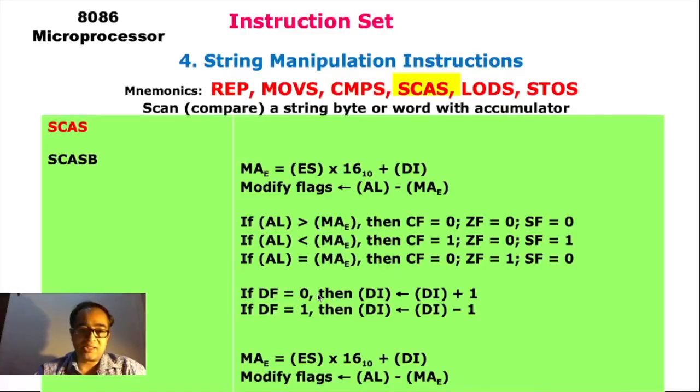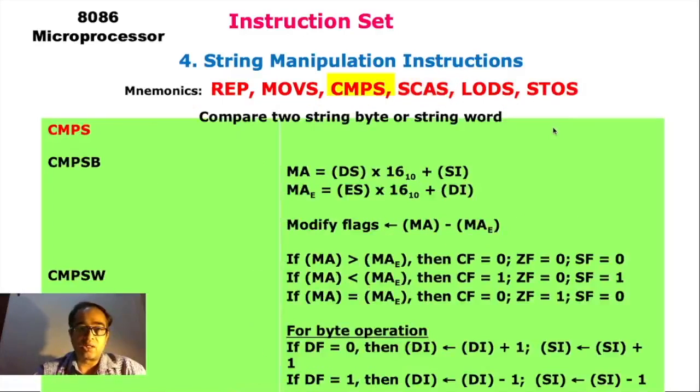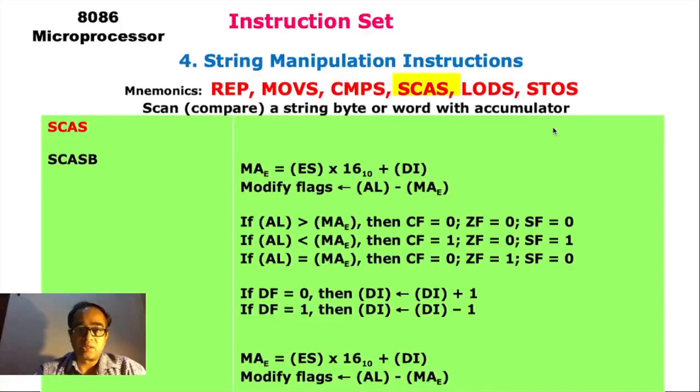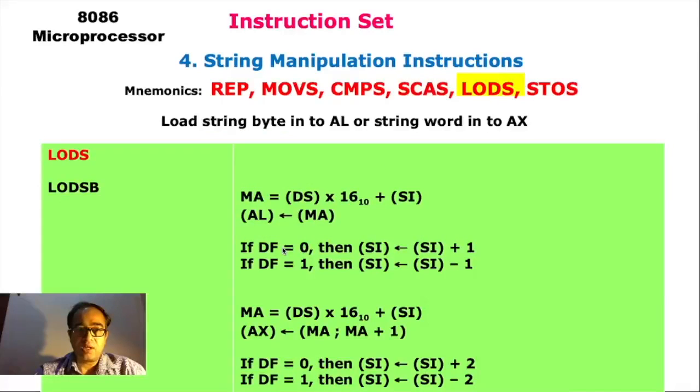Now scans. Scan compares a string byte or word with the accumulator. In the previous one, it was comparing two string bytes or words. Over here, it compares with the accumulator, and the logic is the same. It compares with AL. Now load loads this byte into AL or the string word into AX. Load means you have to transfer the value.